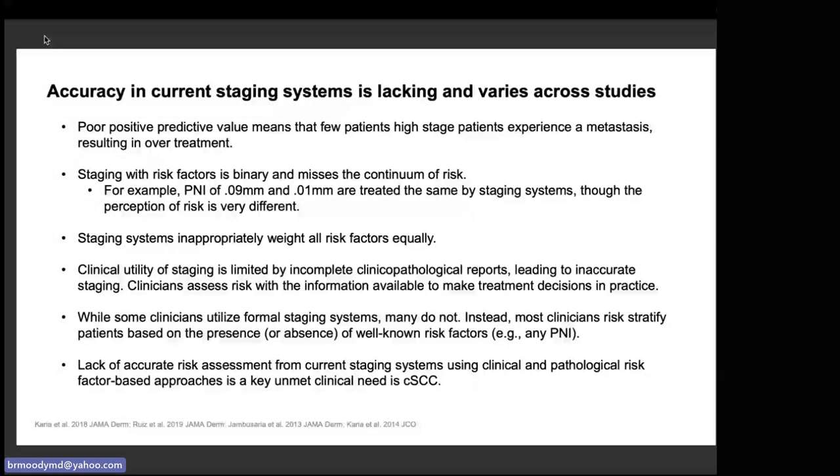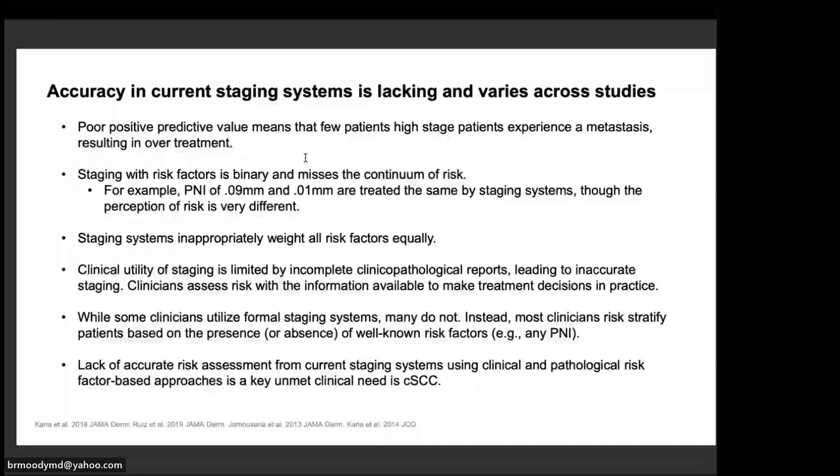So again, we've got these non-continuous variables. They're just binary. They also weigh every risk factor the same. So I think if you talk to my colleagues and said, are you more worried about poor differentiation or 2 centimeters in size? I think we would all say we're much more worried about poor differentiation, despite the fact that the staging systems treat those two risk factors, size greater than 2 centimeters, and poorly differentiated histology the same. So that's part of the reason why our current staging systems don't do a really good job of informing patients who are truly at high risk.